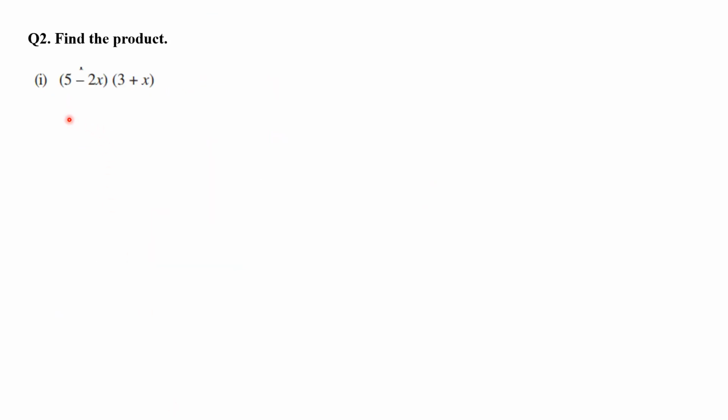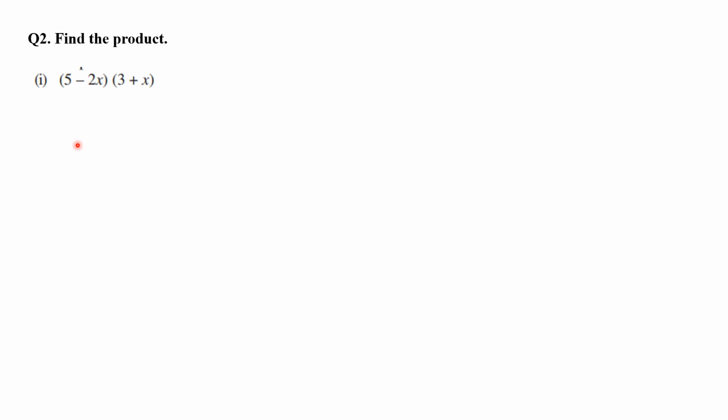Now question number 2, find the product. So first question is you have to multiply 5 minus 2x and 3 plus x. So when you multiply two numbers, then only you will get a product. So this question is same like the previous question where we were multiplying two binomials. So here also both are binomials. So you have to multiply and you have to get the product.